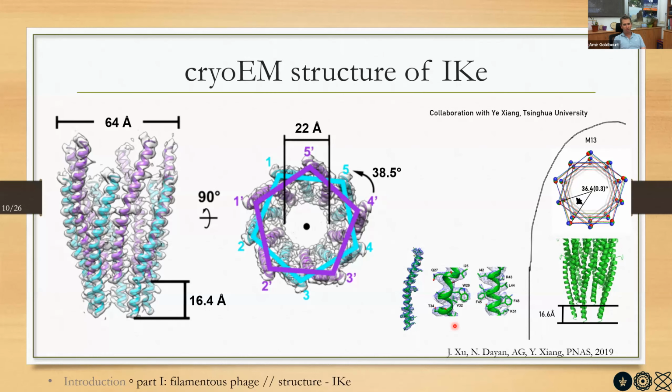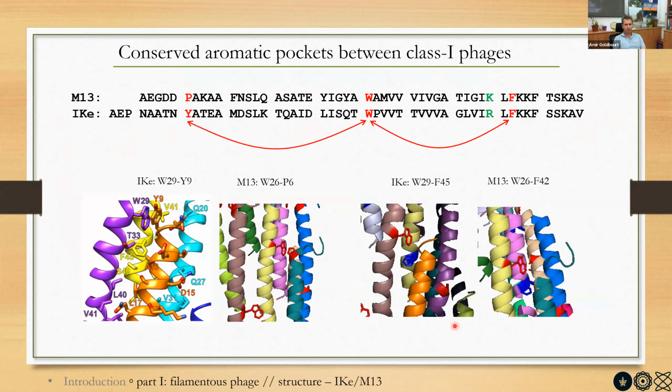And the next step was just to compare these two systems and see if they actually have the same binding epitopes. So we can align the sequences of F13 and IKE by their tryptophans and phenylalanines. And what you can see, for example, is stacking of tryptophan 21, 29 with tyrosine 9 in IKE. This is this arrow here. And this is the same stacking as we see in M13 between the tryptophan and the proline, which are these two residues here.